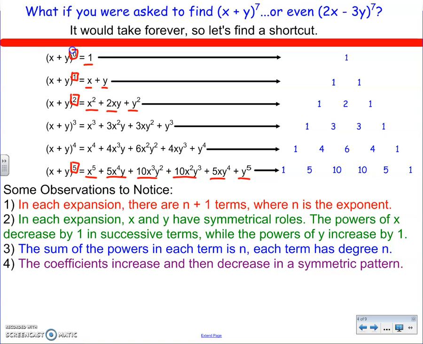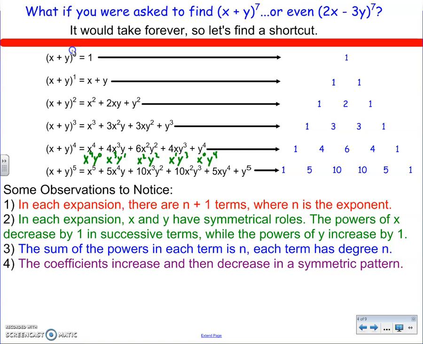So let's go to x plus y to the 4th power. Notice here, this is really x to the 4, y to the 0. Then here, this is x to the 3, y to the 1. Then here's x squared, y squared. Then here's x to the 1, y cubed. Then here's x to the 0, y to the 4. Now, anything to the 0 power is 1. We just don't write that. But notice that each term, x exponents are decreasing by 1, while y exponents are increasing by 1.